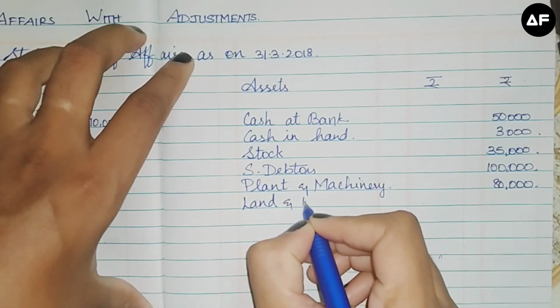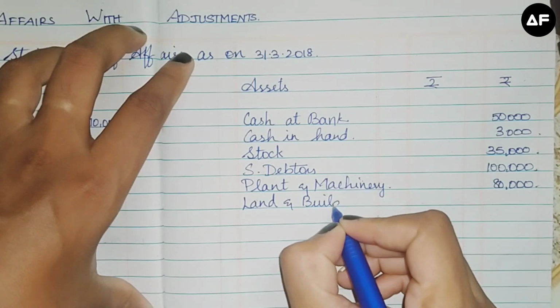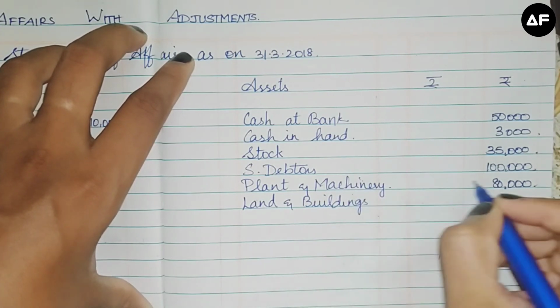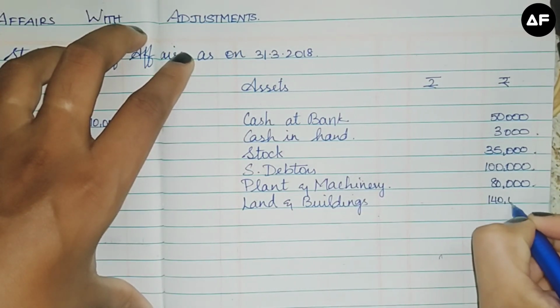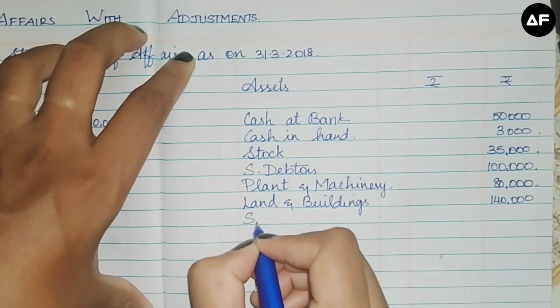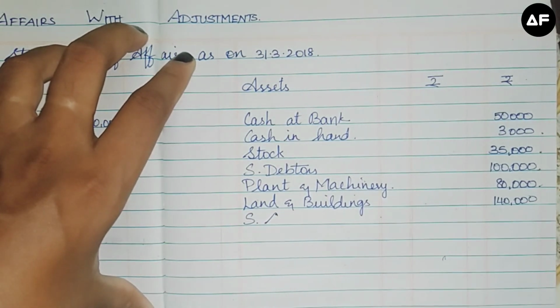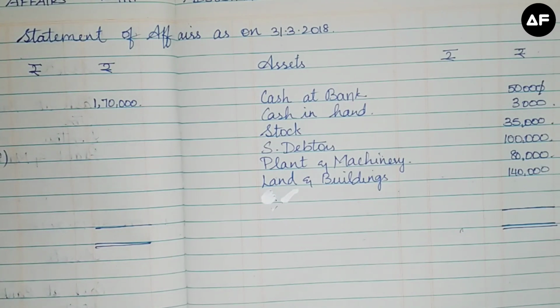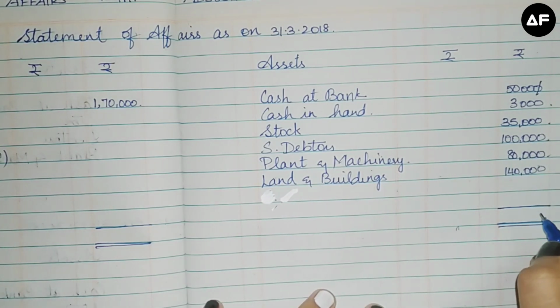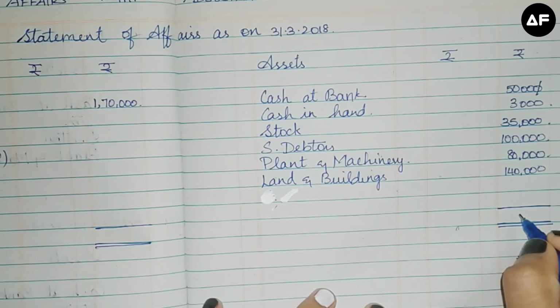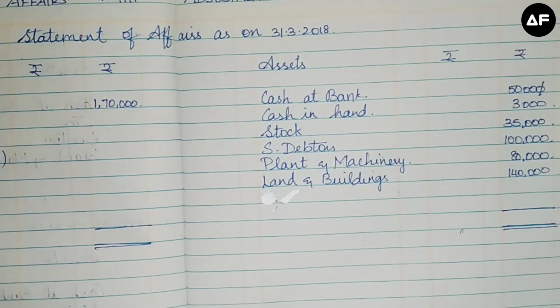So land and buildings is 1,40,000. So the asset side and the liability side are over. So next we are going to total up the asset side. So the asset side total is 383. So we've done with the asset side and the liability side. So now we are going to total up the asset side.